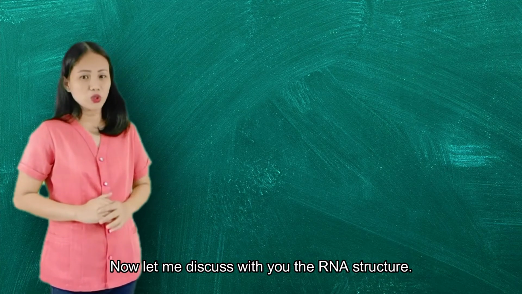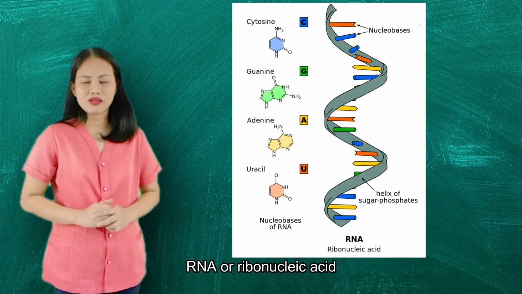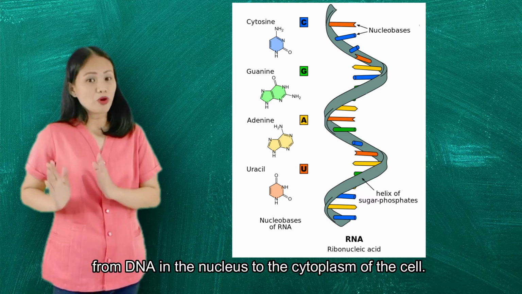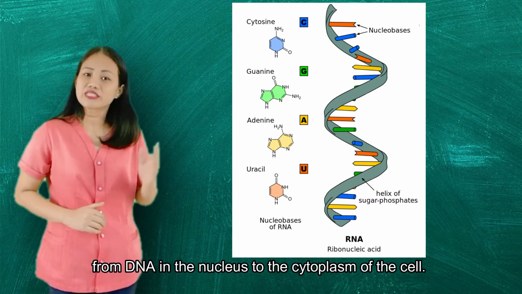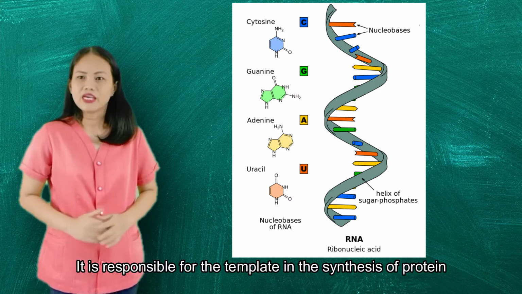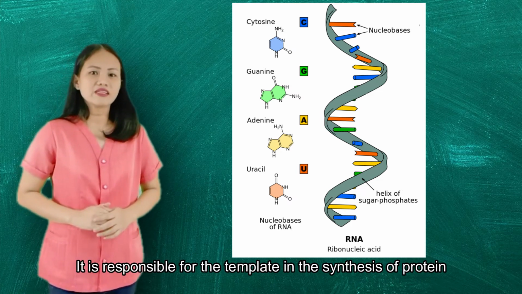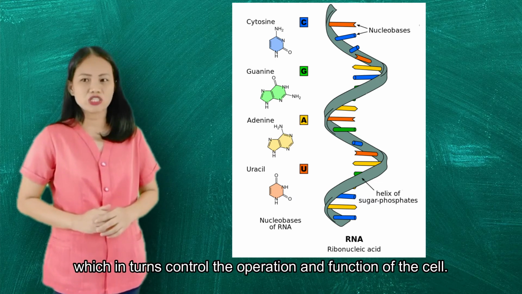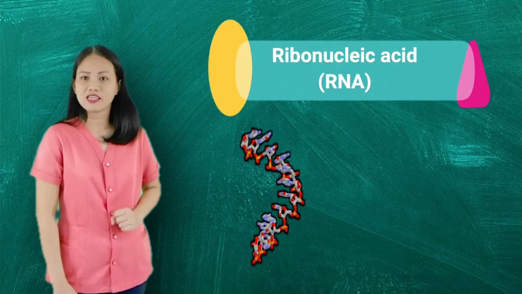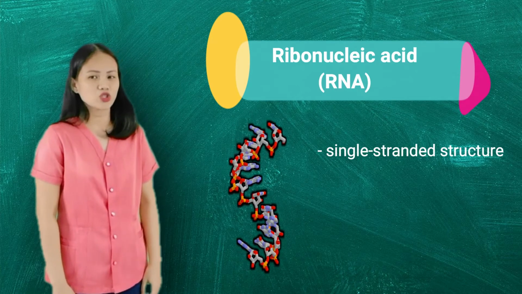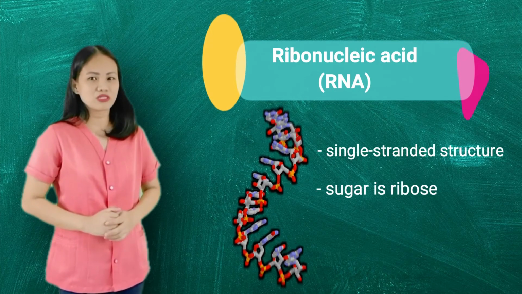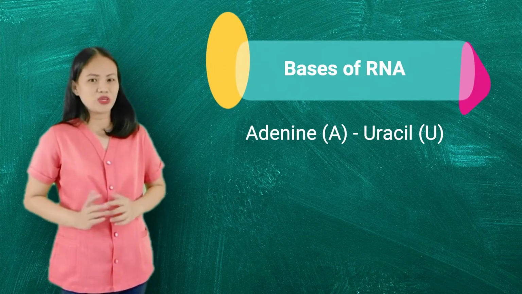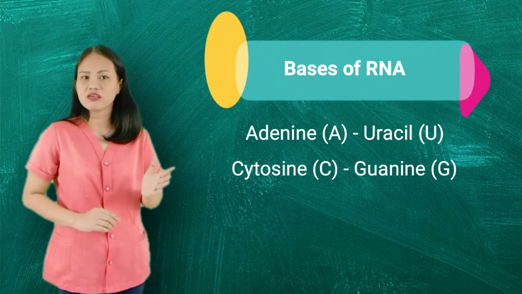Now let me discuss with you the RNA structure. RNA, or ribonucleic acid, carries the genetic information from DNA in the nucleus to the cytoplasm of the cell. It is responsible for the template in the synthesis of protein, which in turn controls the operation and function of the cell. As you can see, RNA is a single-stranded structure wherein the sugar is ribose. In RNA, the bases are adenine pairs with uracil and cytosine pairs with guanine.